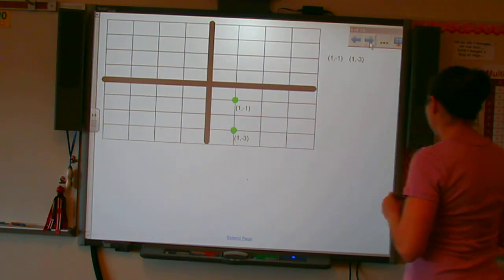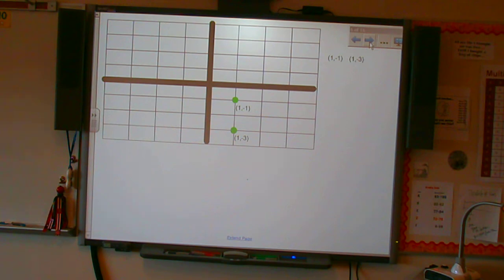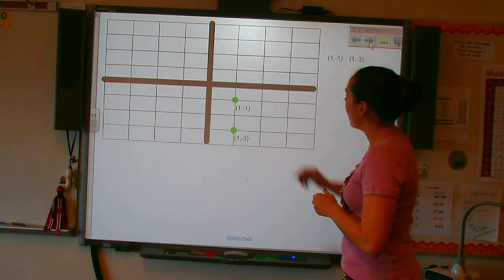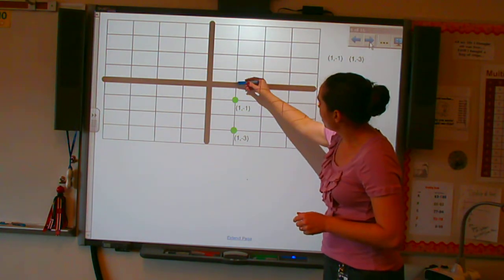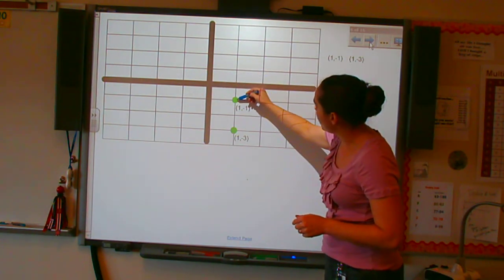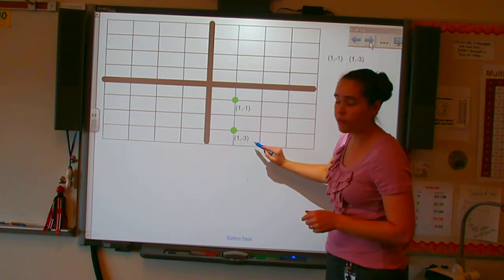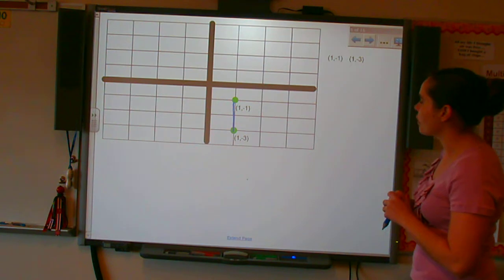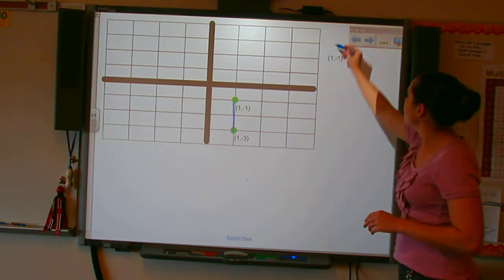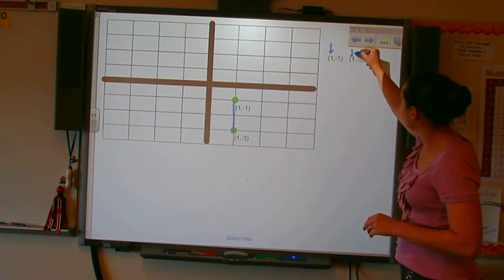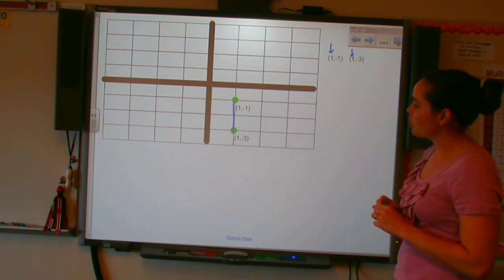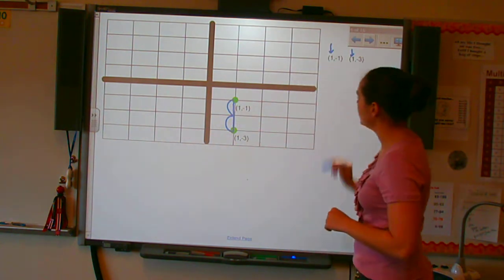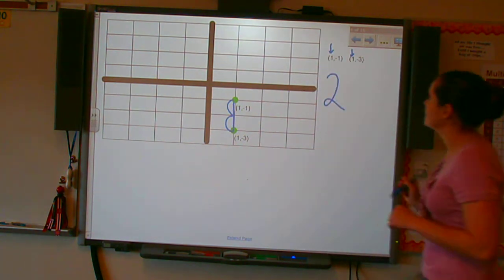Alright, our next example, notice now our 2 points are in the same quadrant. They're both in quadrant 4. We have +1, -1 and +1, -3. Notice that the line formed is a vertical line, which means that our x values are the same. Now if I want to determine my distance, I can either count: 1, 2. So the distance between these 2 points is 2.